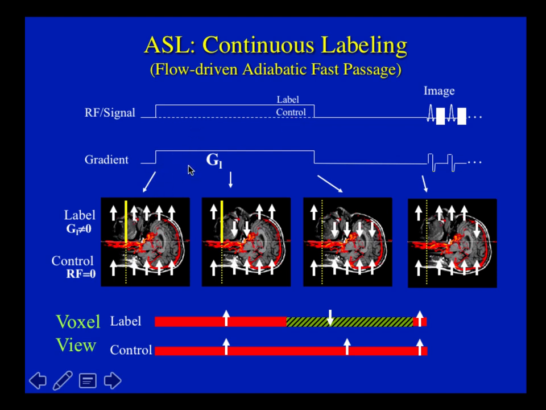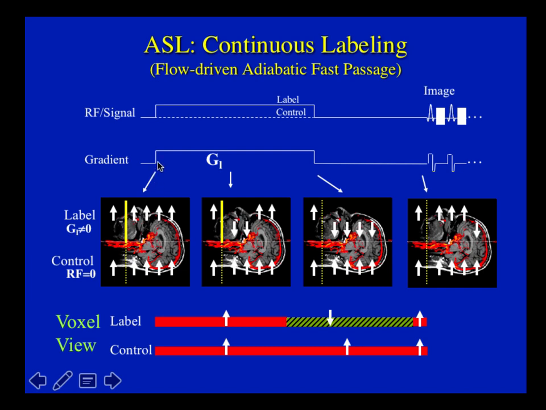So we make sure that the combination is such that the tagging plane is positioned in the neck area. In this case, when the blood crosses this tagging plane, it gets inverted by a process called flow-driven adiabatic fast passage. We will not get into that, but the idea is that when the tagging plane is active, all the blood that crosses this plane will be inverted.